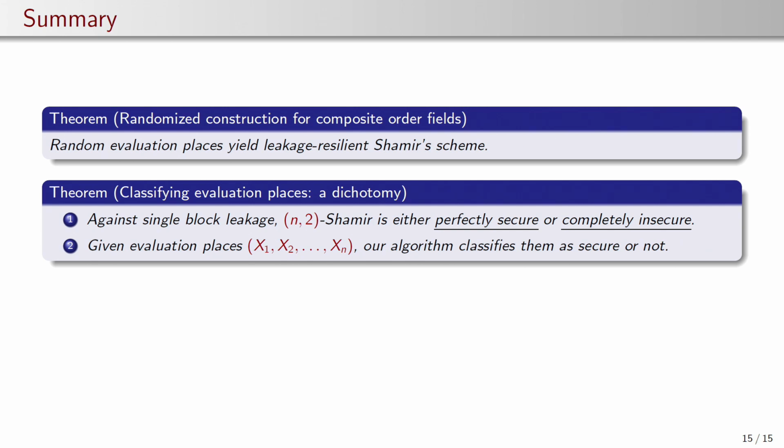So to conclude, we have two main results. The first one, we show that random evaluation places yields a CQ scheme. And we also have an algorithm to classify CQ evaluation places.